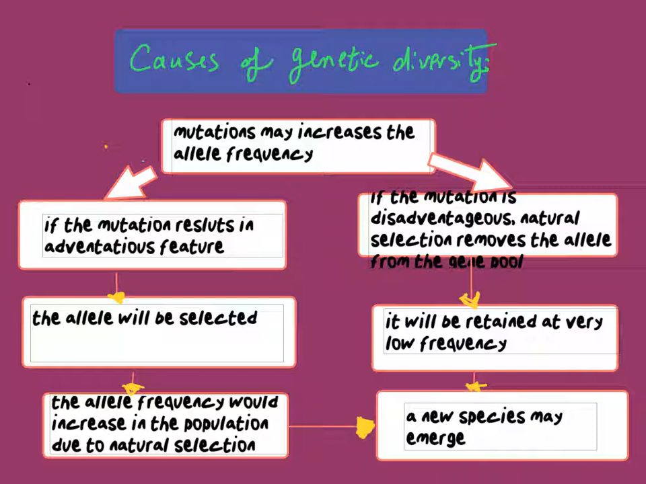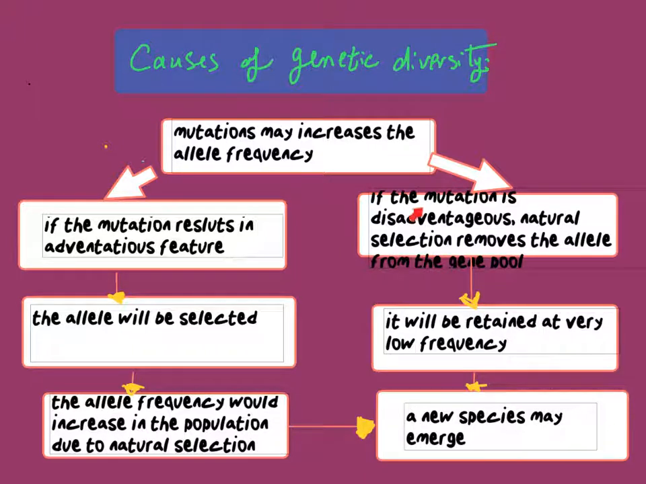What are the causes of genetic diversity? We said the main cause of genetic diversity is mutation, which results in a change in allele frequency. Some mutations result in advantageous features. If the mutation results in advantageous features, it is going to be selected by the ecosystem and is going to multiply and reproduce, then the allele frequency would increase in the population due to natural selection. This eventually will result in the emergence of a new species.